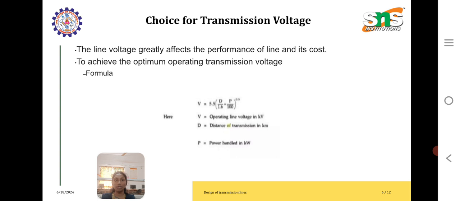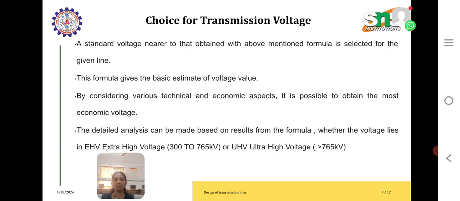To achieve the optimum operating transmission voltage, we have a formula, where V is the operating line voltage, D is the distance that we have to know, and P is the power handled in terms of kilowatts. This formula is to be used in order to choose the transmission voltage. So as we have discussed, using the above formula, we can determine the transmission line voltage.